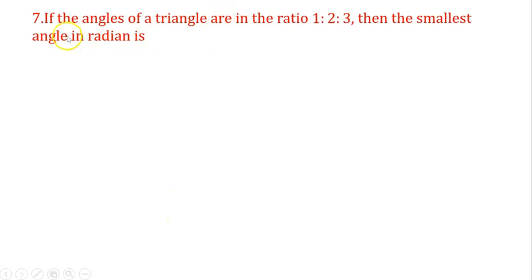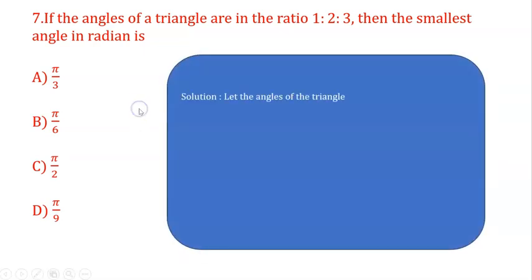Next question. If the angles of a triangle are in the ratio 1:2:3, then the smallest angle in radians is: pi by 3, first option; B is pi by 6, C is pi by 2, and D is pi by 9. Okay, now we'll find it out.